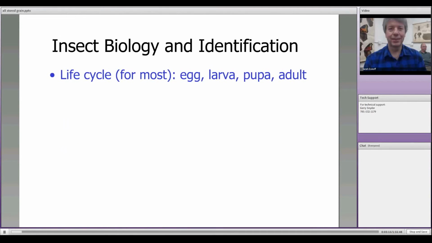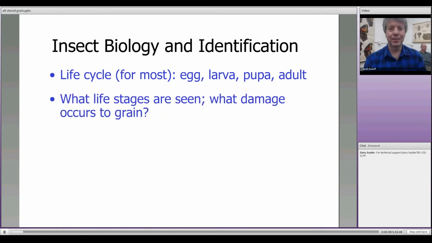So insect biology and identification. Quick general entomology on this. The insects we work on and even the mites have a life cycle with different life stages. So the general thing for all the beetles we're talking about, they will have an egg stage, several larval stages, a pupal stage, and the adult. Each one of these can react a little bit differently to pest control, so we need to be aware of that.